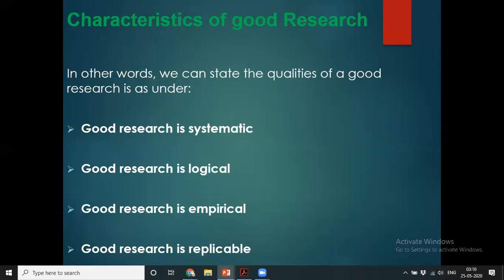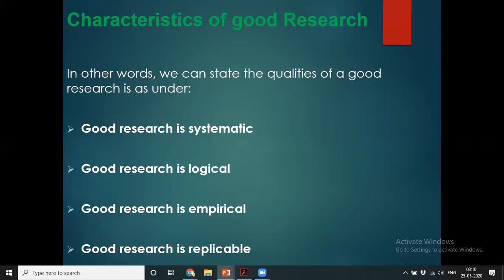Then the last is the characteristics of good research. Actually, these are the points I have pointed out here. Up to this, which we have discussed, and on the basis of that, these are the four points by which we can confirm that we can say the research is a good one, a quality one.